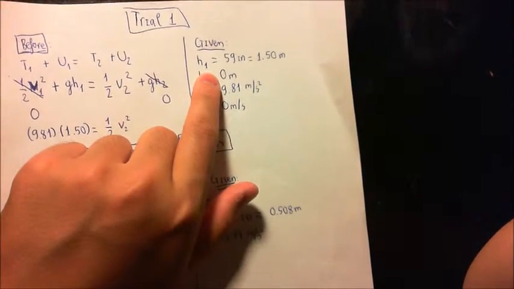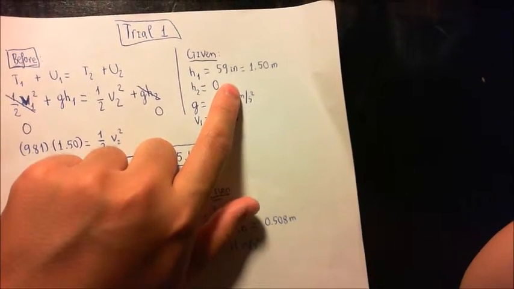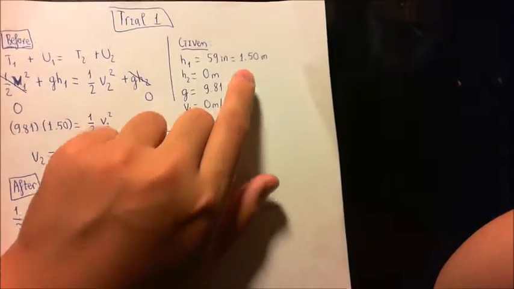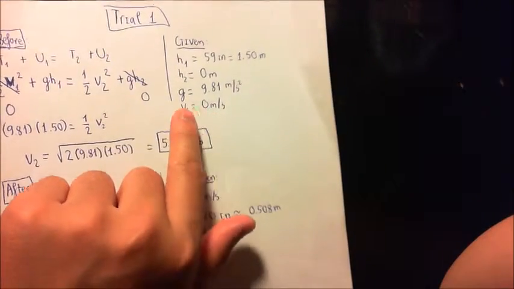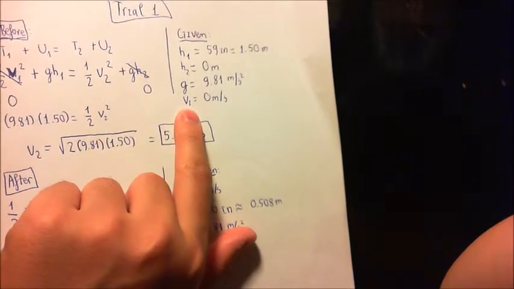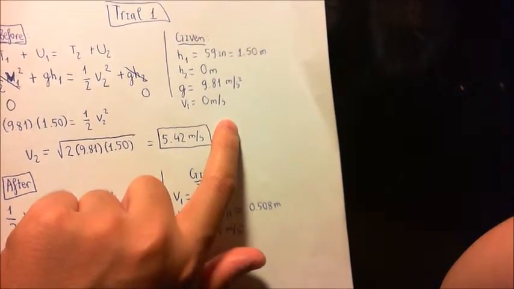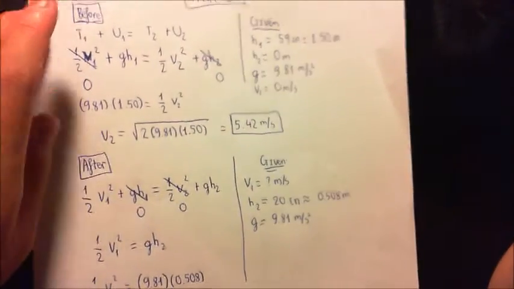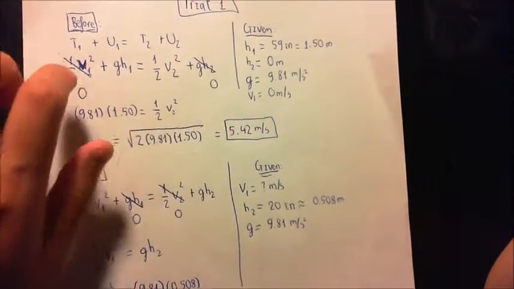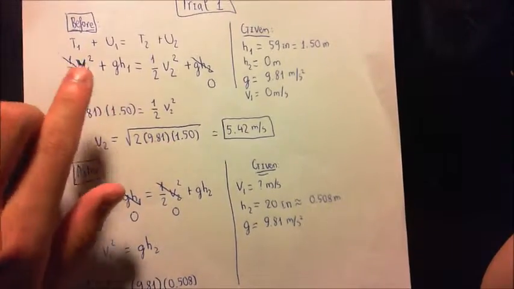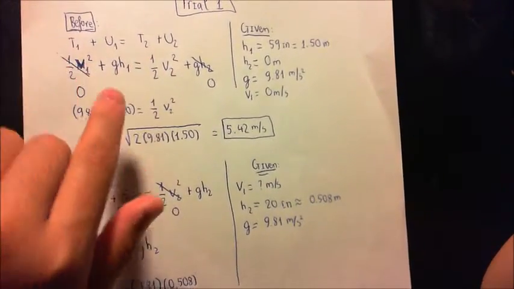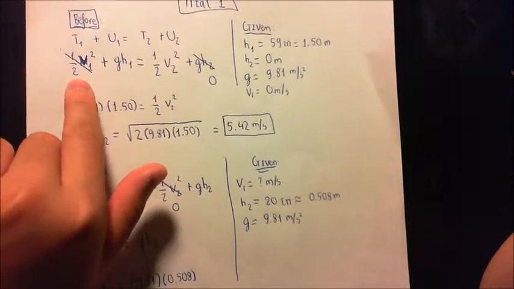So we have the original position, which was 59 inches, equal to 1.15 meters, and we have the gravity, and the velocity initially is 0 meters because I was holding the ball in my hand, and this is before the collision. Remember the principle of conservation of energy and impulse. We have that equation, and so we have those.